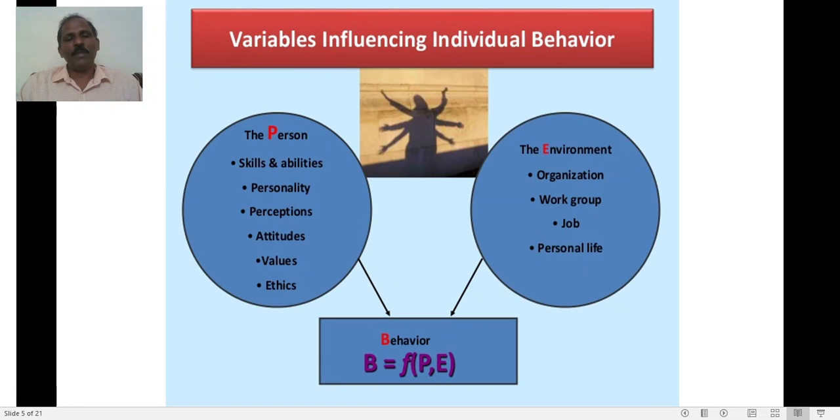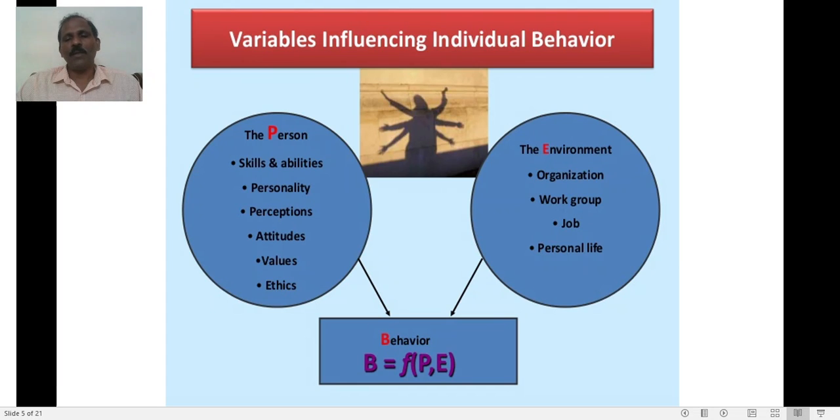So skill and ability and personality of a person, perceptions, the speed and form of one's perceptual ability, and attitude, that is the readiness of one's mind to accept or not to accept, to favor or not to favor, like, and the values he carries for his life, and the morality in his practices, his ethics.